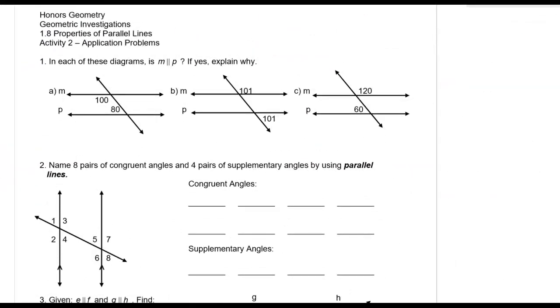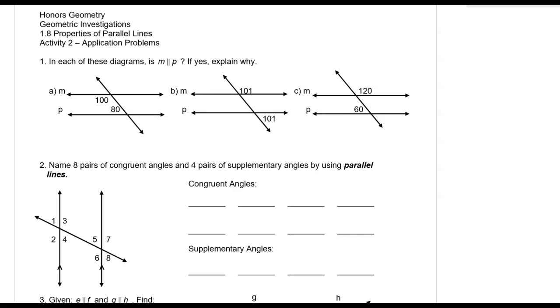Scroll to the next page. In each of these diagrams, is line M parallel to line P? If yes, explain why. So now we're going to practice knowing those angle pairs, but in reverse. We're not being told that we have parallel lines. Instead, we have to explain or prove why we have parallel lines.